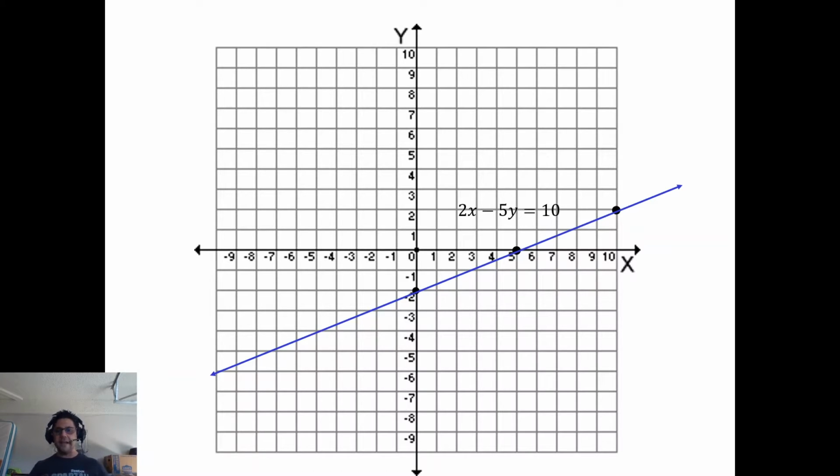Now remember, if you have any questions, let us know. Because again, the slope and y-intercept is so important, especially for tomorrow's quick review lesson.